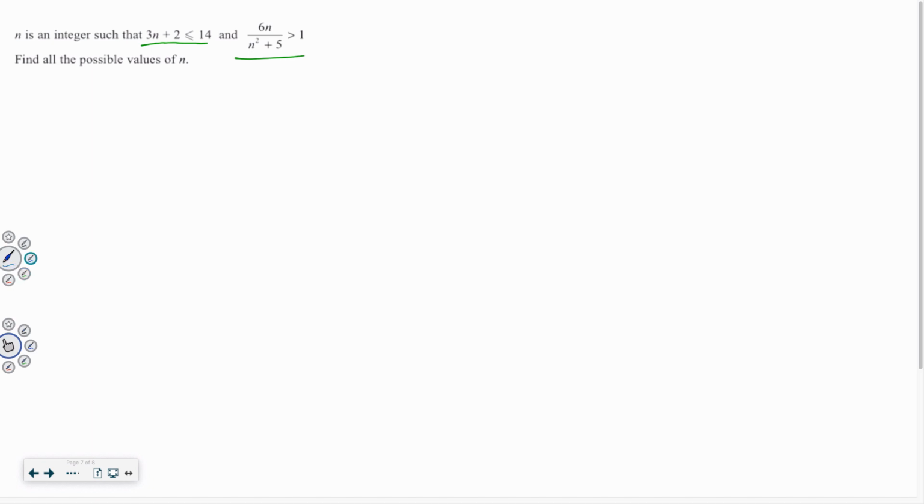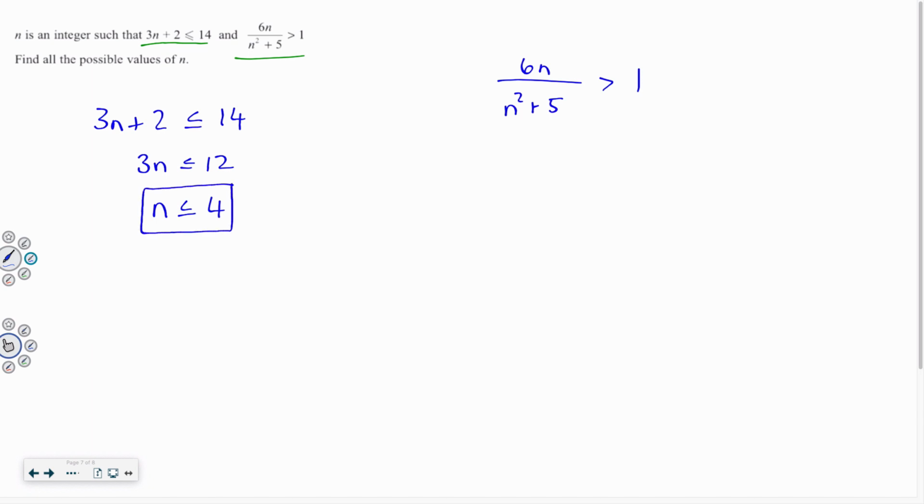We've got 3n plus 2 is less than or equal to 14. And we also have to take into consideration that 6n divided by n squared plus 5 is greater than 1. Looking at this first inequality, I'm going to minus 2 from both sides to get 3n is less than or equal to 12. Now I can divide by 3 and say n is less than or equal to 4. So that's my first inequality or restriction on n.